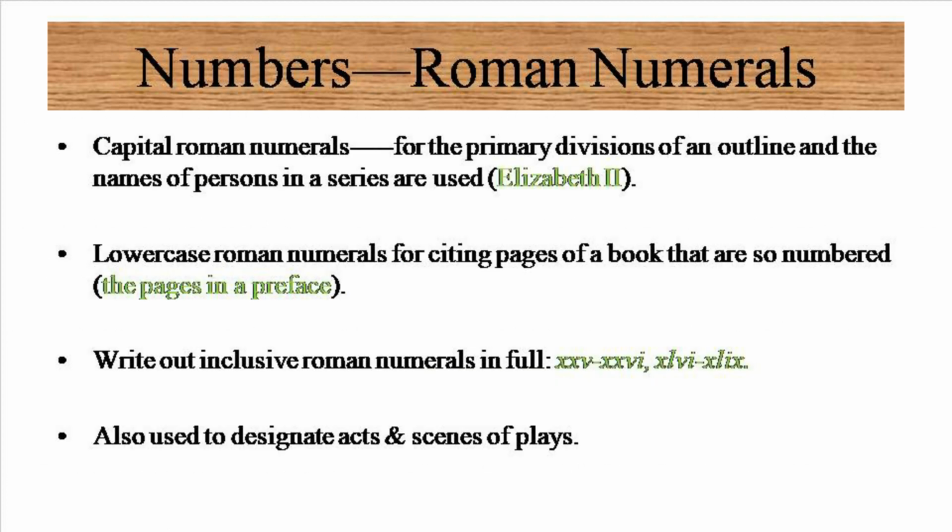Capital Roman numerals are used for the primary divisions of an outline and the names of persons in a series. Lowercase Roman numerals are used for citing pages of a book that are so numbered. Write out inclusive Roman numerals in full, also used to designate acts and scenes of plays.